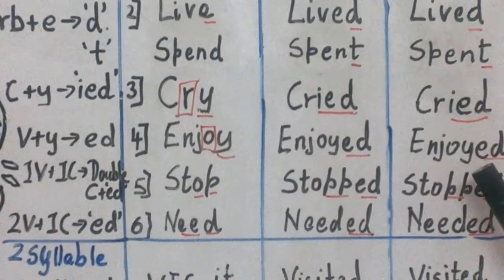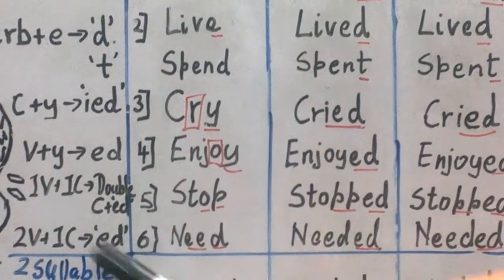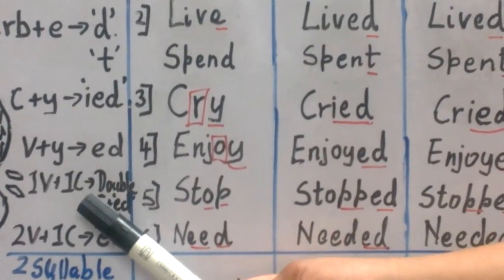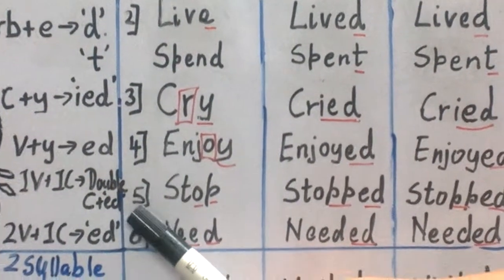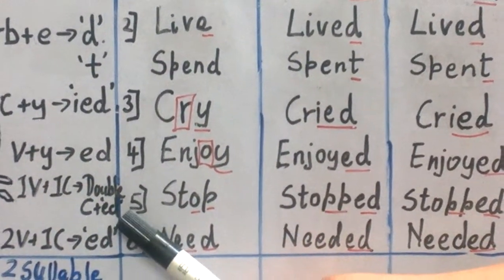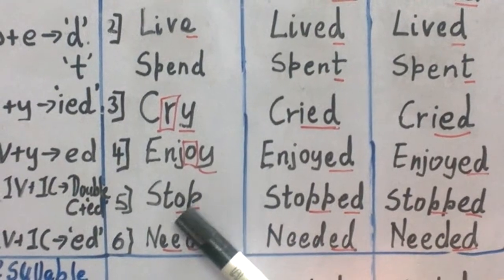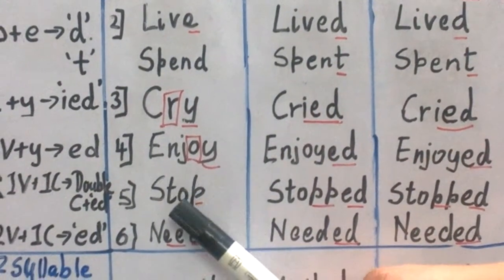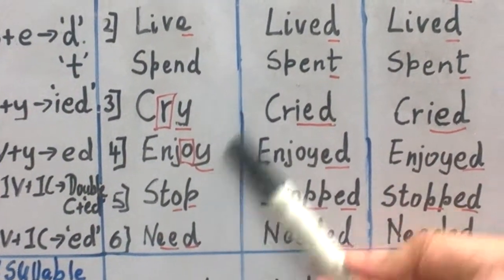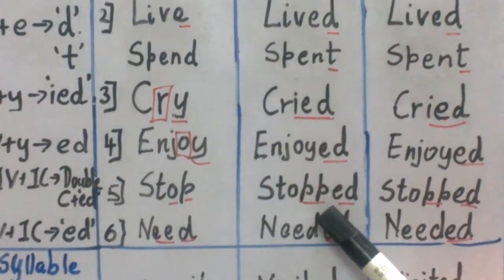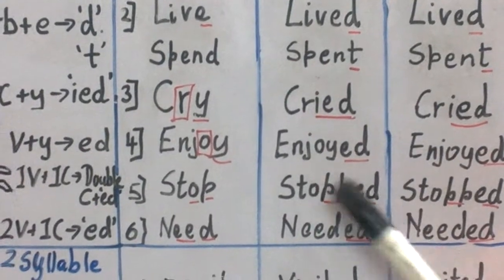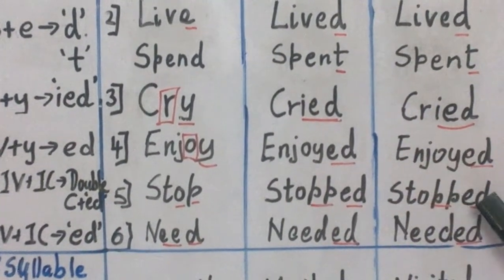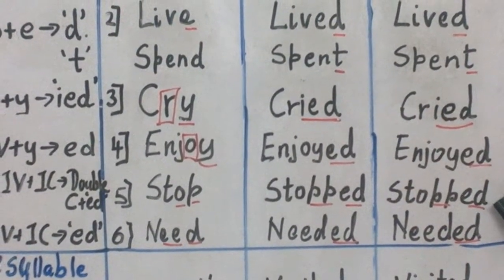Now we see the fifth rule. We see that one vowel and one consonant becomes a double consonant plus we add an ed. So stopped. We see here there is one vowel and one consonant, that is O and a P. The P becomes double, and we have to add an ed. So stop becomes stopped, and stopped is the past simple and past participle.